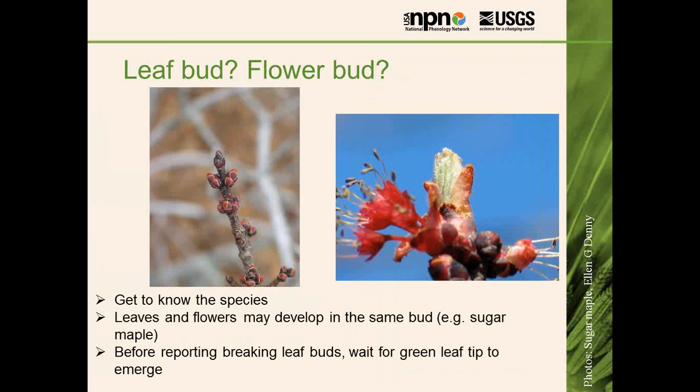So if we wait until later in the season and we actually see this open, we can see that the leaf was actually coming out of this top bud, the one that's the terminal bud, whereas the flowers are coming out of the buds that are the lateral buds on the stem. So these are the same two here in these two photos.